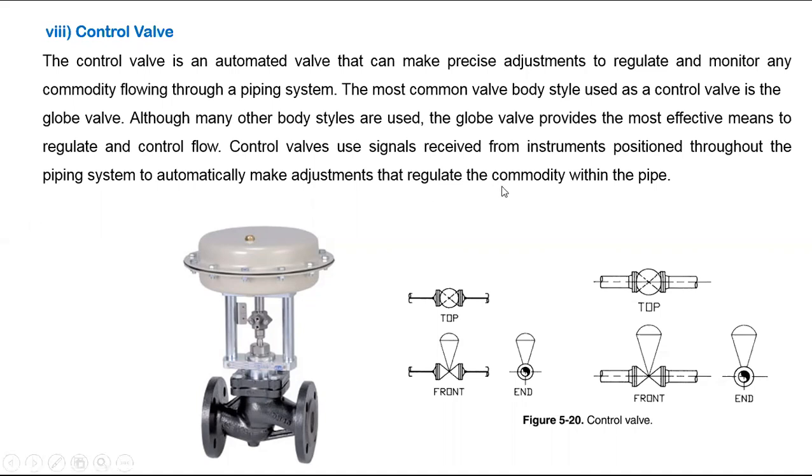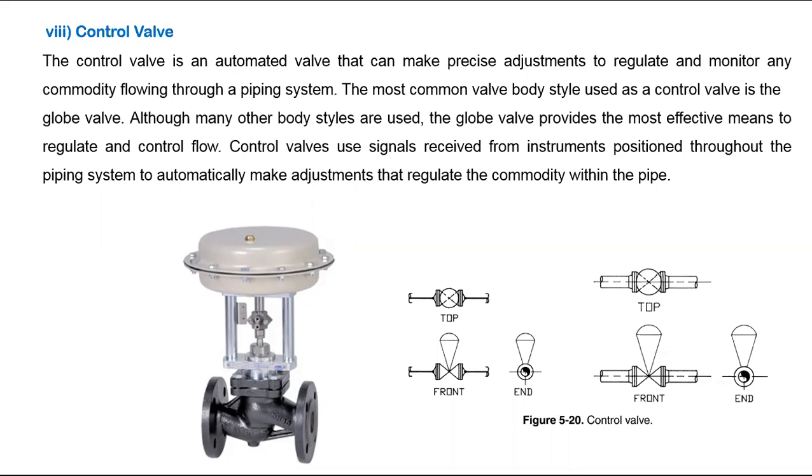Above the control valve, a pneumatic operated actuator will be there to operate the valve, or otherwise a motorized electrical operator will be there.